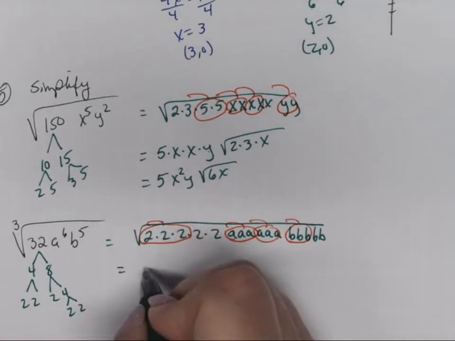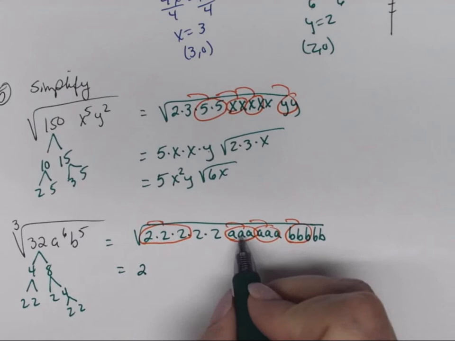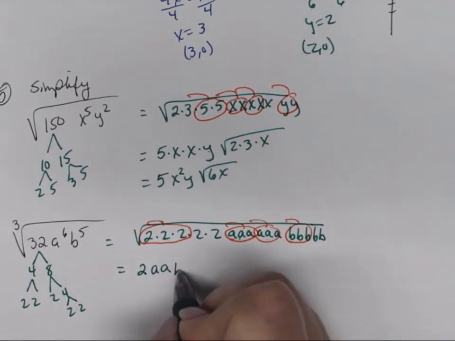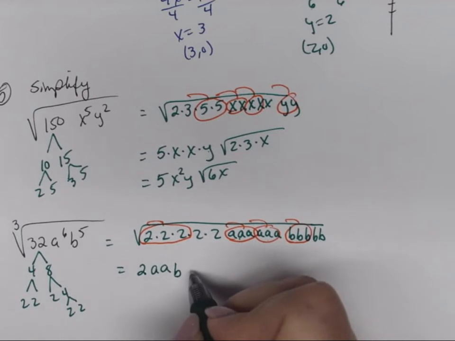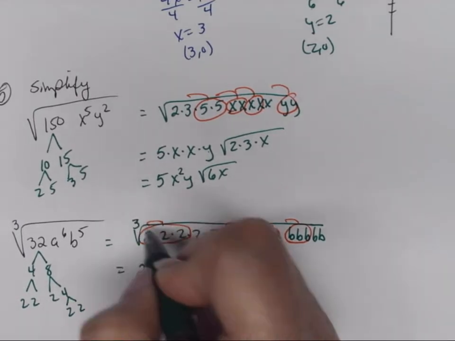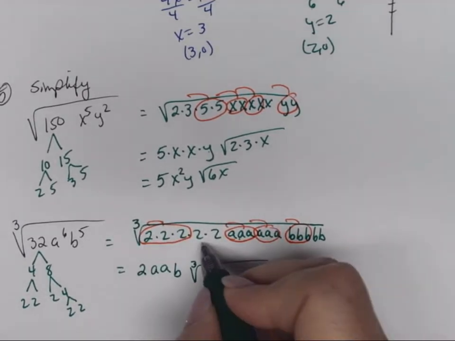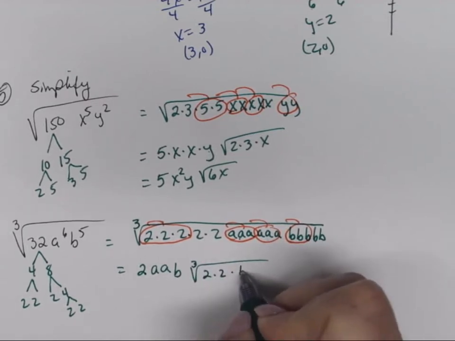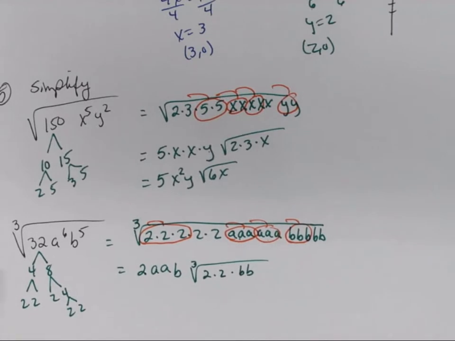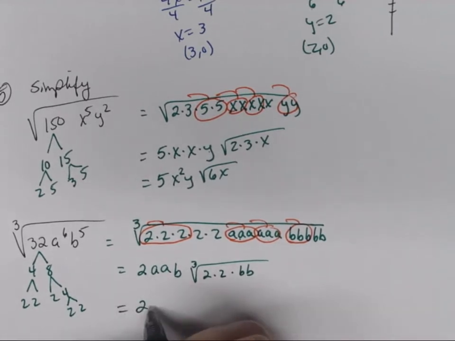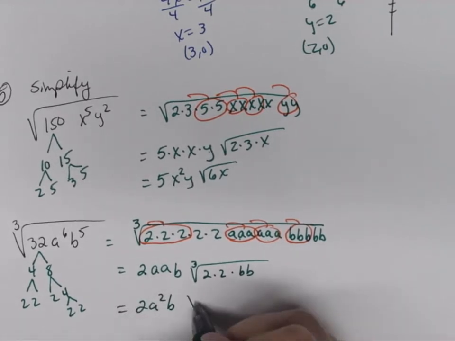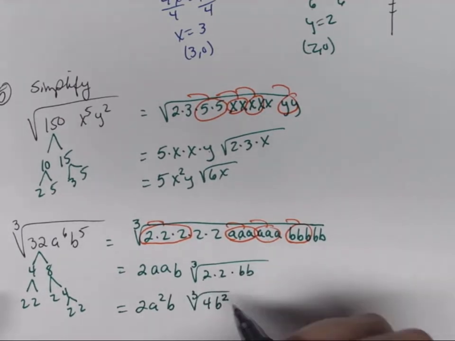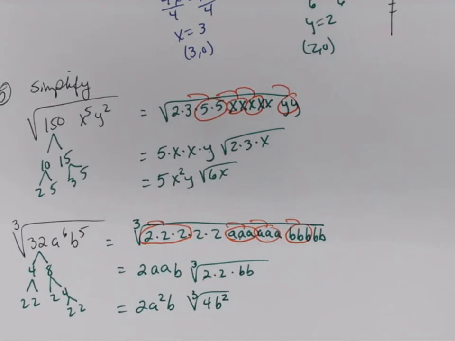So the group of 2's will put 1, 2 on the outside. I have 2 groups of A and a group of B. And then I have, oh, don't forget the 3 there. And then I have a cubed root of 2 times 2 times B times B. Well, those 2 groups of A will become A squared times a B. Cubed root of 2 times 2 is 4. B times B is B squared. And that's all you have to do on that.